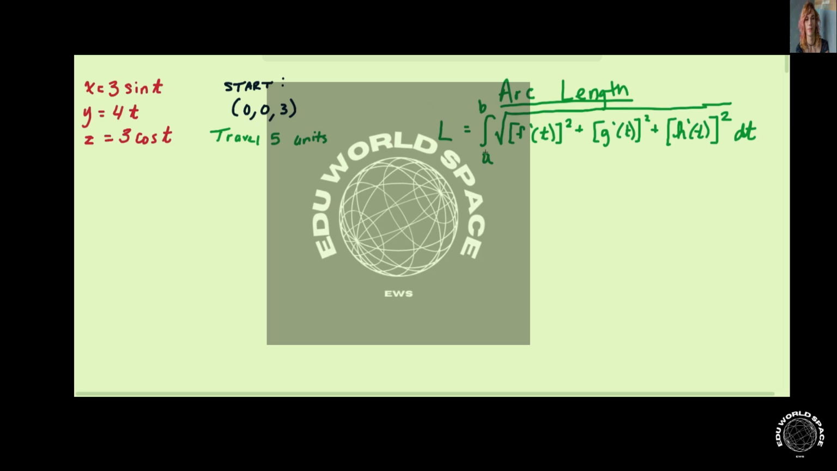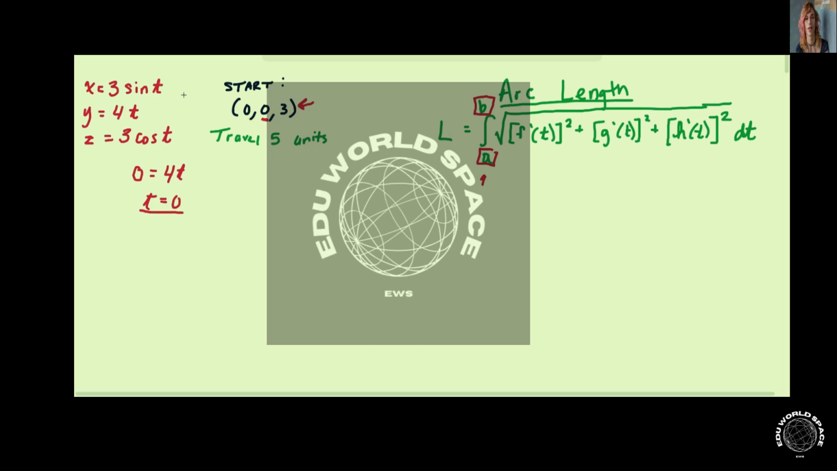Because these bounds represent a value of t, and we're not given a starting or a stopping value of t, right? We're given an actual point. So what we want to do is figure out what value of t our starting point represents, so we at least have one of our bounds. The easiest way to do that is probably with the y equation, because we know that y is equal to 4t, and we know that y is 0. So y is always equal to 4t, so that can only happen when t is equal to 0.